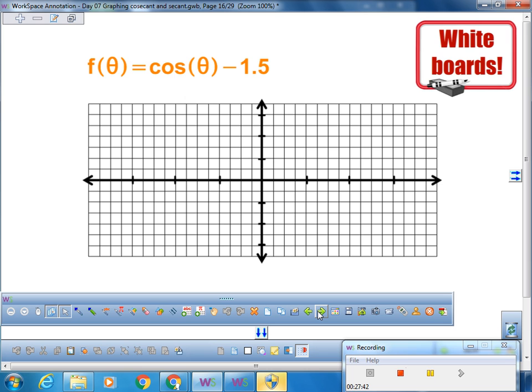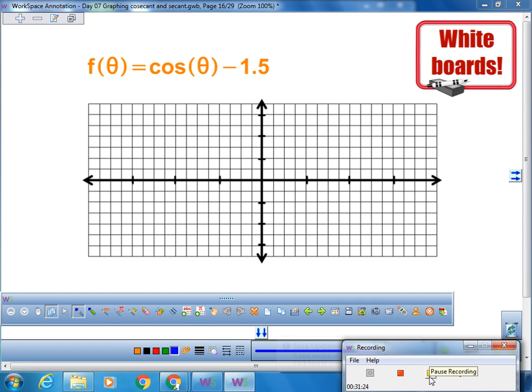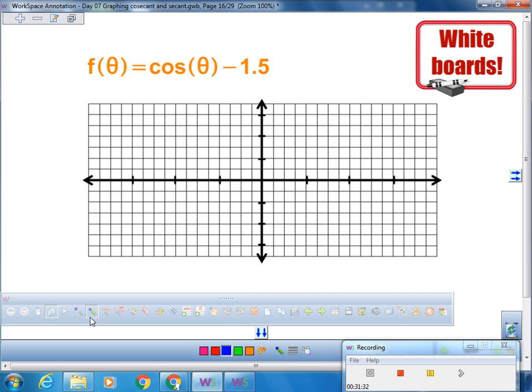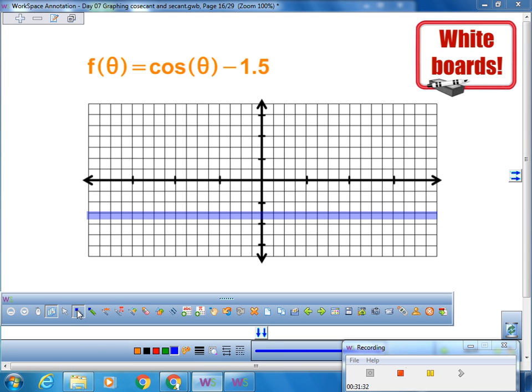Let's do cosine of theta minus 1.5, so the end of it on the whiteboard, please. So we're about 50%, but we're close, because some of you grabbed sine instead of cosine. That's okay. My midline is actually down 1.5. So there's my midline. Where are those magical points that I need? I need 1, 0, negative 1, 0.